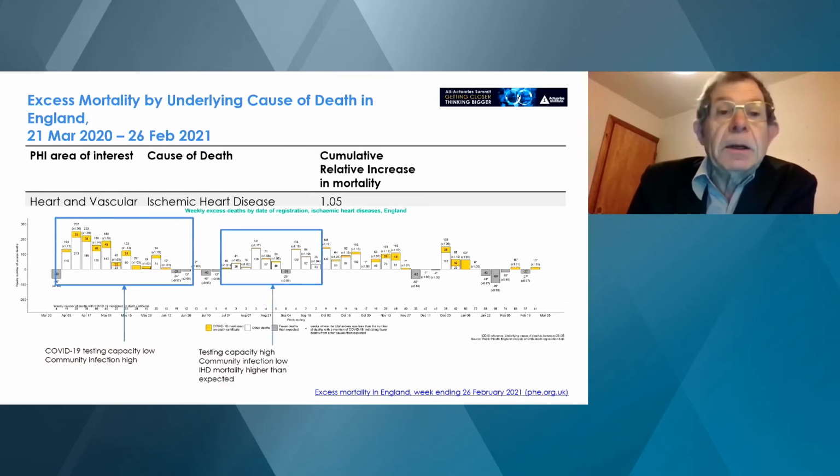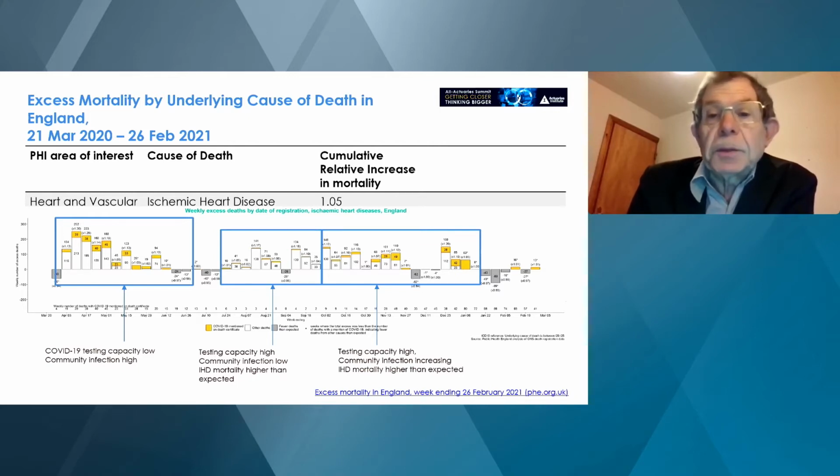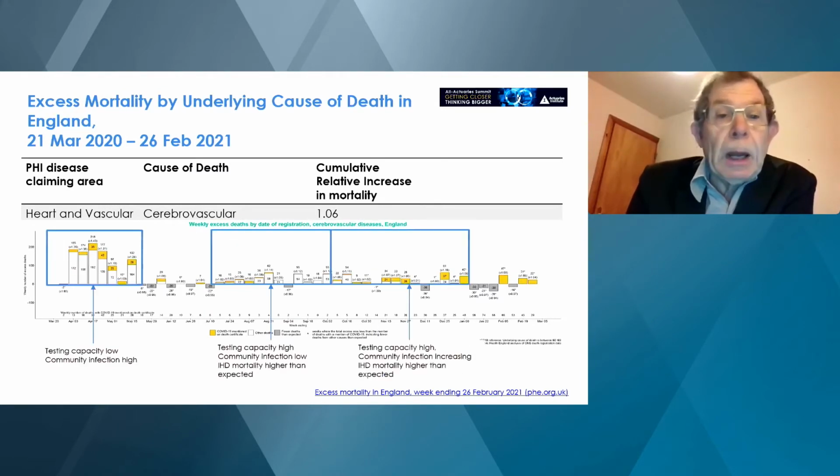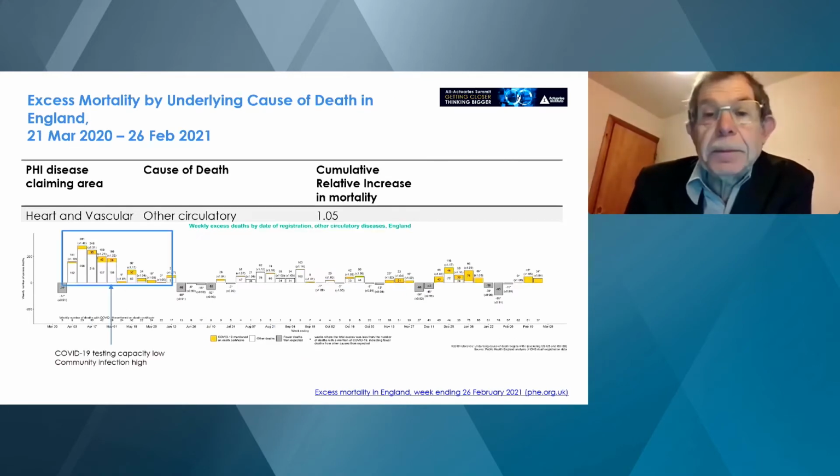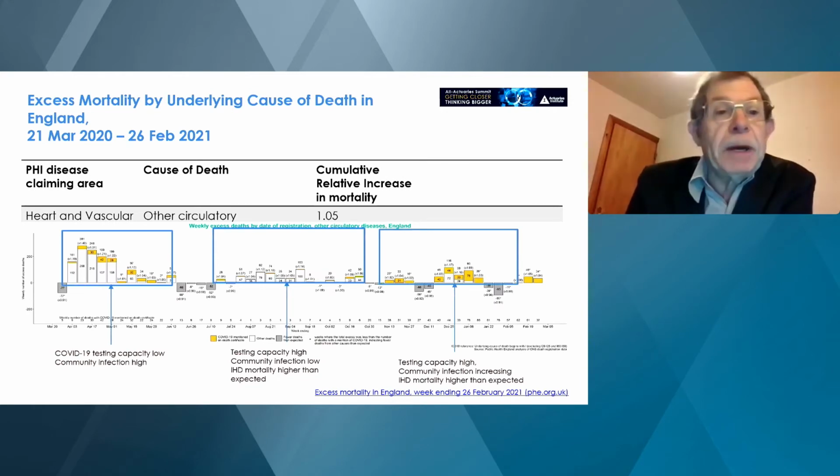On the other hand, the pattern for ischemic heart disease was very different, because although we saw the same pattern in the first wave, in subsequent waves, we saw continued excesses, both from ischemic heart disease and from COVID-related deaths. Next slide. And the same occurred with cerebrovascular disease. Next slide. And a similar pattern for heart and other circulatory diseases.